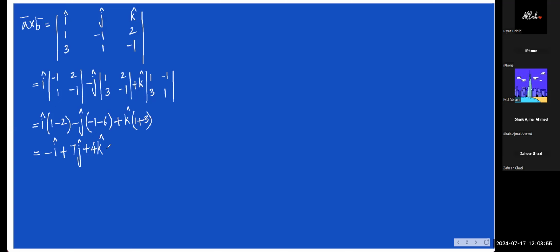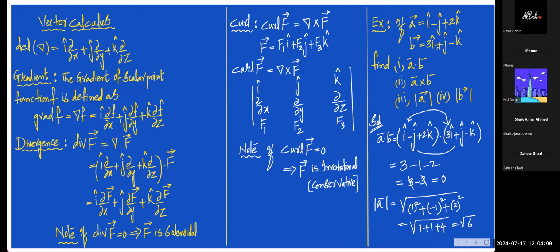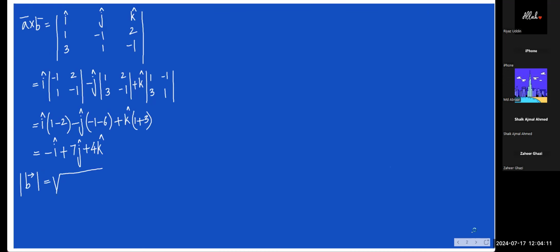You have to do the same thing in curl also; I'll tell you when you do it. Now we have to go for the fourth bit, that is to find out the magnitude of B. Under the root of: look at the I coefficient squared, 3 squared plus 1 squared plus minus 1 squared. This is nothing but under the root of 9 plus 1 plus 1, that is root 11. Root 11 is the answer of this one.